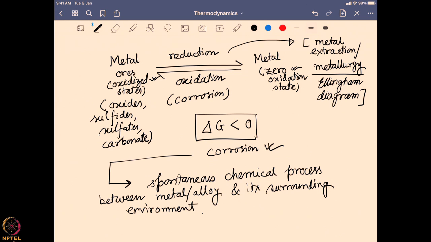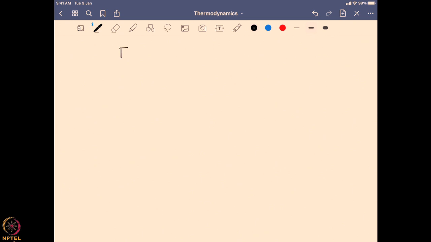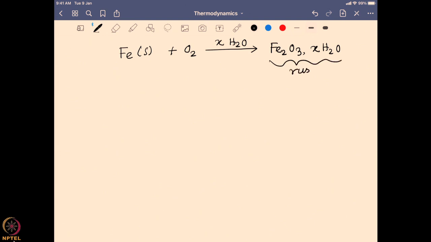So what is an example of corrosion? One most common example is if we take something made out of iron in solid form, and once it is exposed to aerial oxygen and water molecules present around in the form of humidity, it produces iron oxide bound with water, and this is known as rust. So rusting is nothing but a corrosion process.